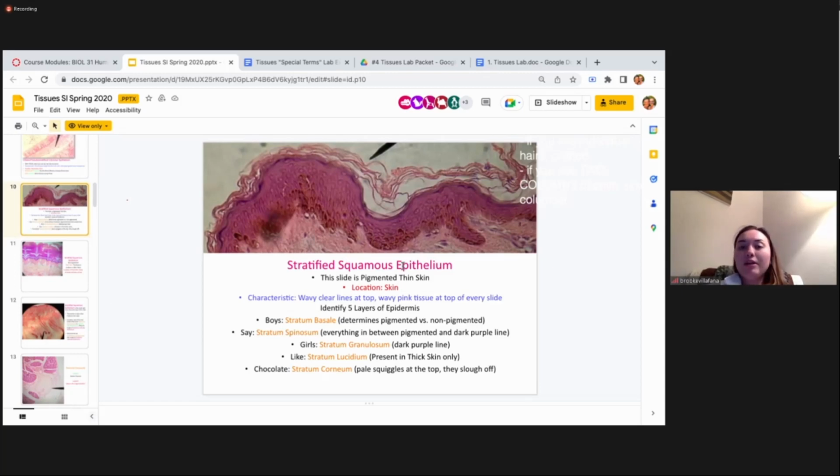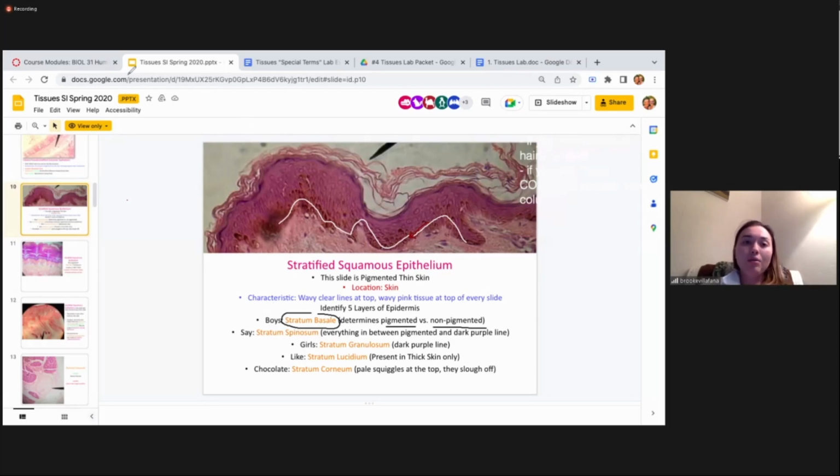So here we have stratified squamous epithelium. Someone in a previous SI had asked me about the difference between pigmented and non-pigmented. So pigmented, where you're going to look is right here. Do you guys see this? All of these brown, this is a bad color. Do you guys see all these brown cells right here at the bottom? So this layer of the skin is called the stratum basala. So right here, stratum basala. And it is how we determine pigmented versus non-pigmented. So we look for the cells in the stratum basala, and that tells us if it's pigmented or non-pigmented.